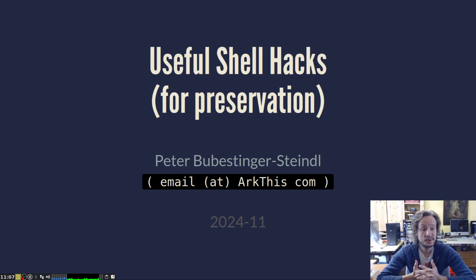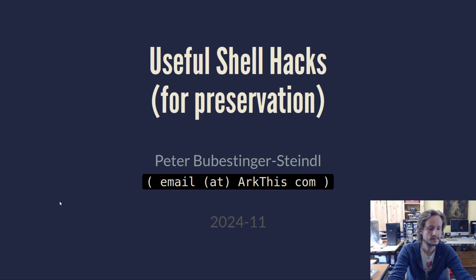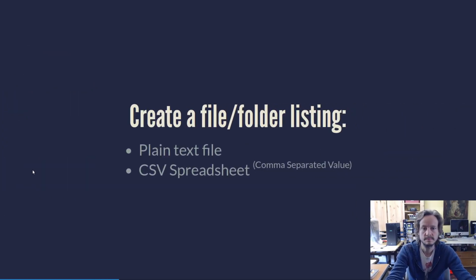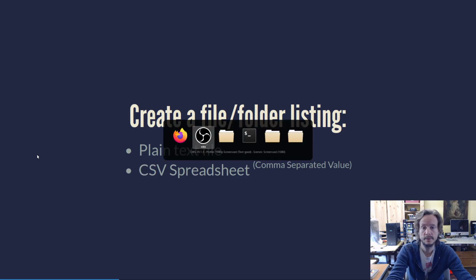This is the first episode, and I'm going to show you today something very useful. How to get the listing of any folder file structure that you have as a text file. And even better, as a text file that you can load in a spreadsheet application. How do we do this?